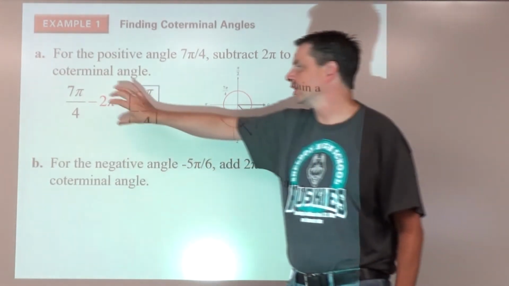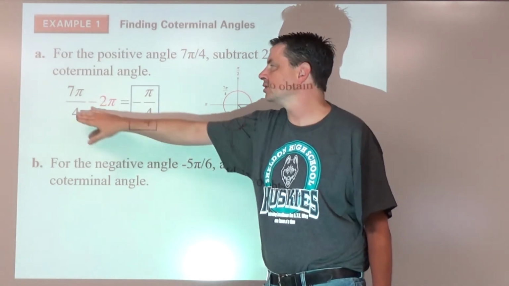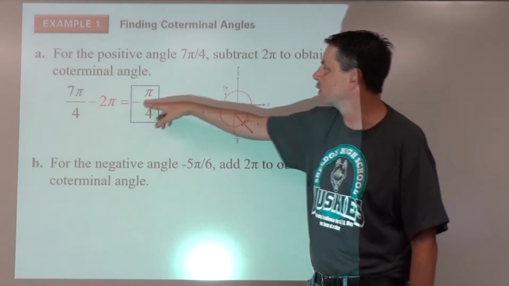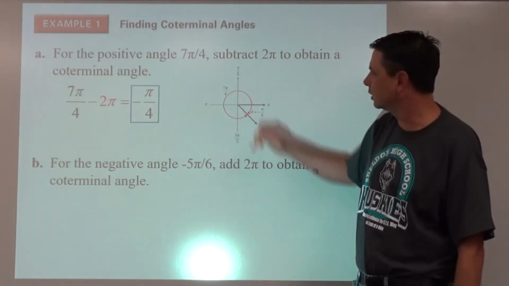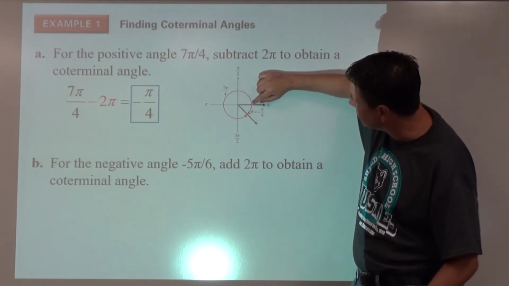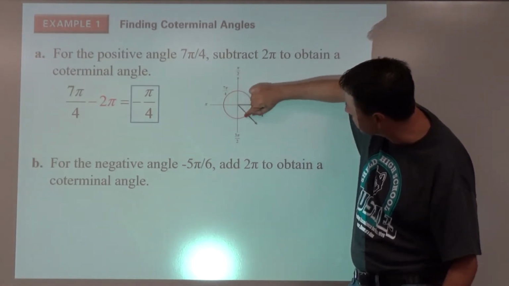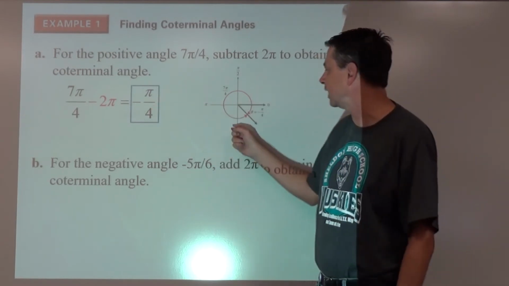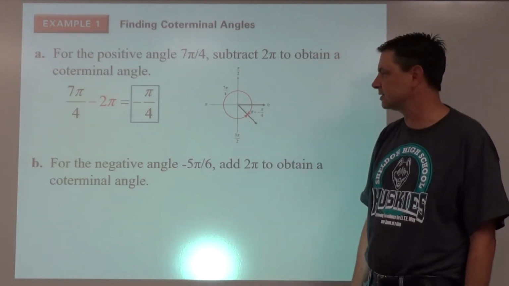Just remember that you have to have a common denominator to be able to subtract. So we would get a coterminal angle to 7 pi over 4 of negative pi over 4. Here, it's kind of hard to see, but it starts here and rotates there. There's 7 pi over 4. Starting here and rotating this way is negative pi over 4. And they do end in the same spot.